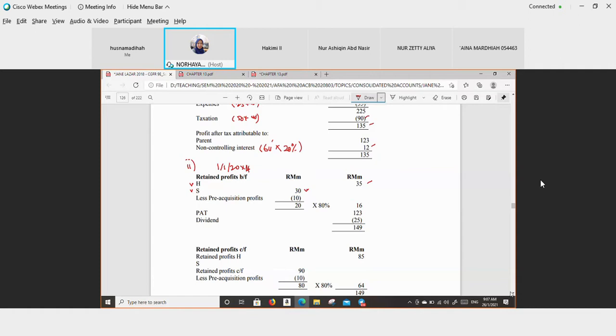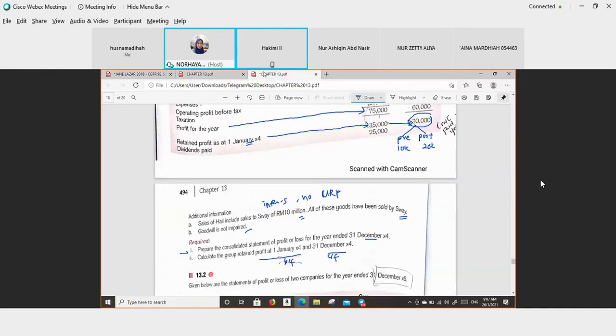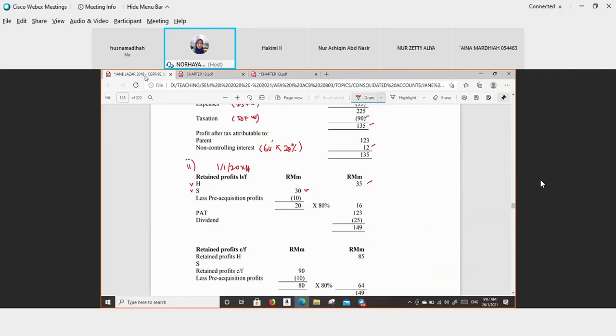If you look at the question, tengok soalan dia. So 30,000 ni, yang tadi yang H punya kan. But this 30,000 consists of pre and post, isn't it? Pre is 10, post is 20. So that's why you have to take out the pre part. 30,000 and then you minus pre-profit on the acquisition date, which is 10 million. So this is post retained profit of sway.